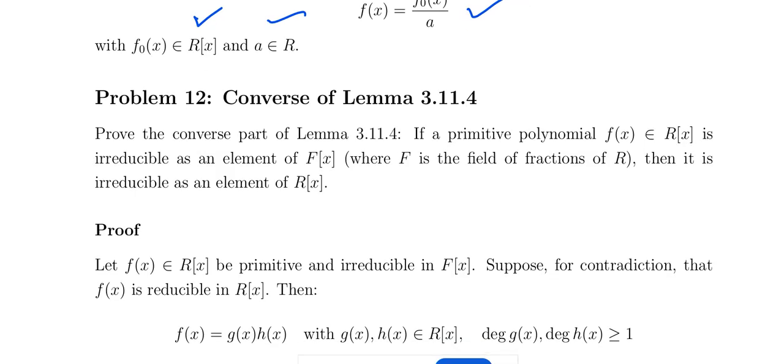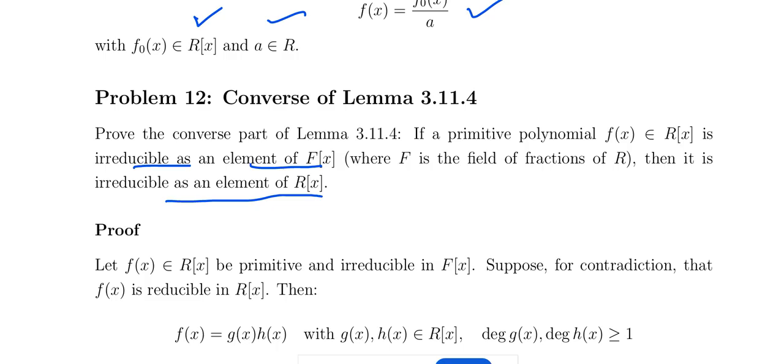The converse of the lemma is: if the primitive polynomial f of x in R of x is irreducible as an element of F of x, then it is irreducible as an element of R of x. Irreducible means it cannot be factorized, because the gcd of the coefficients of f of x is 1. So if f of x is irreducible in F of x, then we can say it is irreducible in R of x.